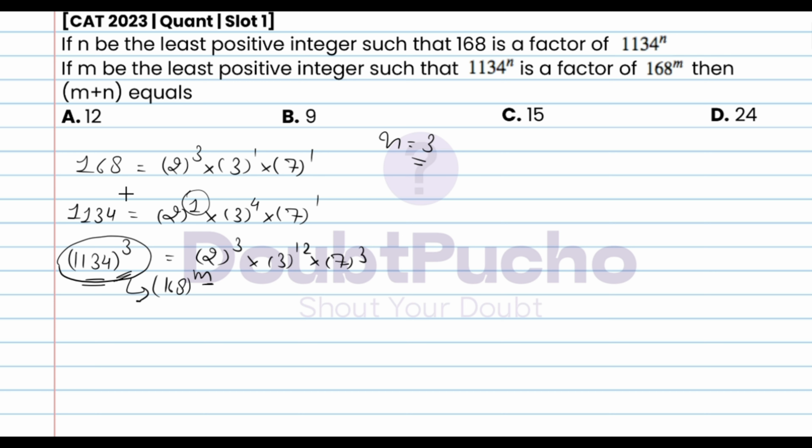We can see that in 168 to the power 1, we have 2 to the power 3, yes, which is present. Here we have 3 to the power 12, but here we have only 3 to the power 1. That means we need to take minimum value, minimum power of 168 as 12. Then only we can say that 168 to the power 12 will be a factor of 1134 to the power 3. From that we can say that m is nothing but 12. So my value of m plus n is 12 plus 3, 15. Correct answer is C.